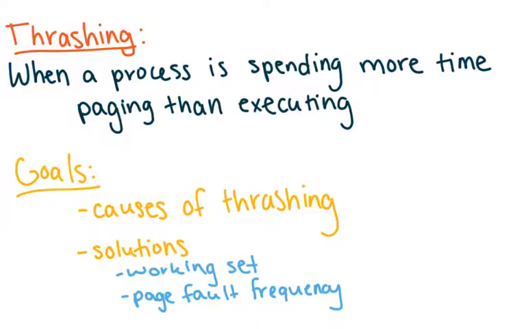So thrashing is what happens when a program is spending more time paging than actually executing. We've talked about paging quite a bit. This is when a program is trying to move pages in, and it needs more than it's actually executing the code that is within the pages. So today I want to talk about the causes of thrashing and then some solutions.